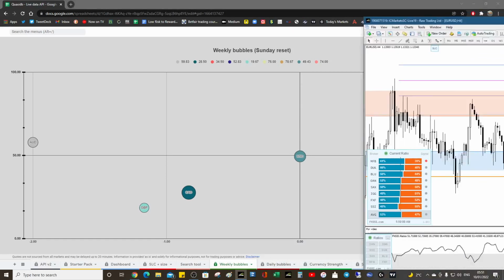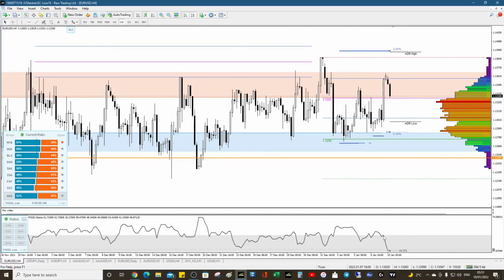Now Euro USD is interesting because they're shorting it, but yet price is coming down, so it's a little bit of a payday for the last 8 hours for the bears. And your monthly pivot is at 113.31. ADR low there, you can see we're dead in between. The SLC above is 113.95 and one below is 112.84. This is the largest stop loss cluster. And because they shorted it, we should probably be getting support off monthly pivot.